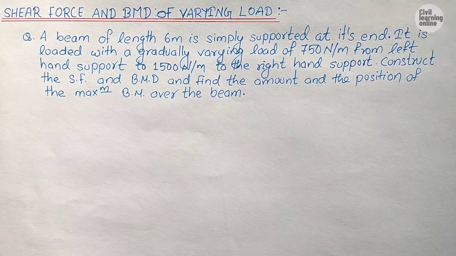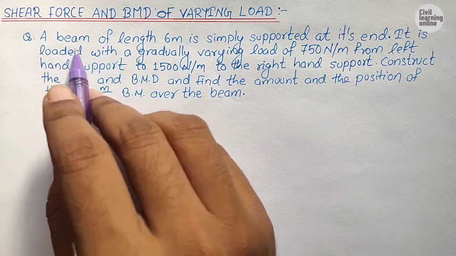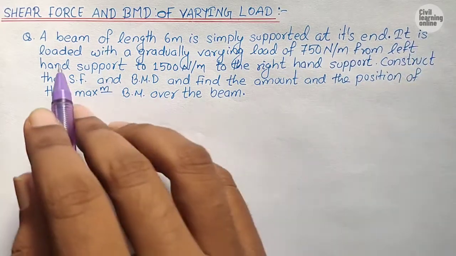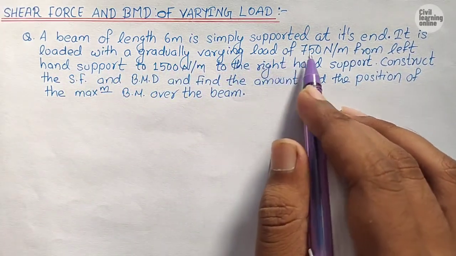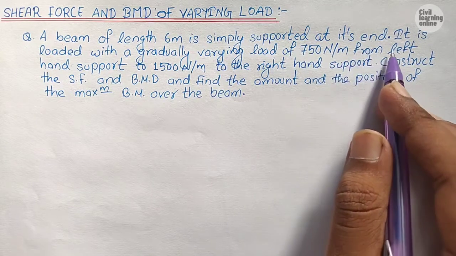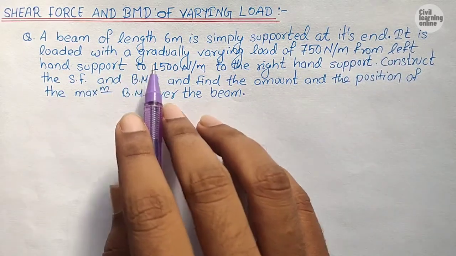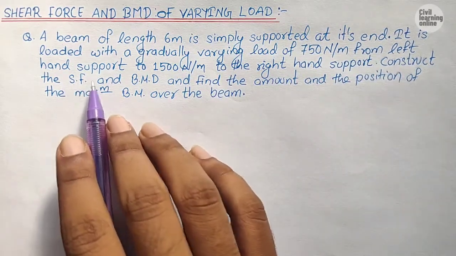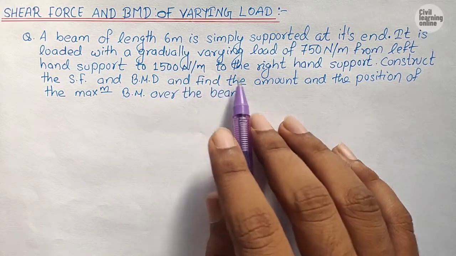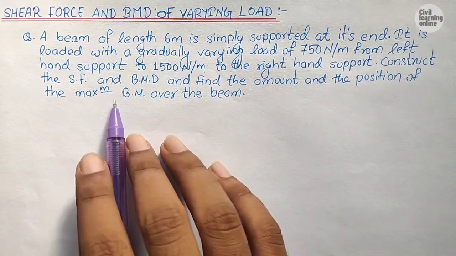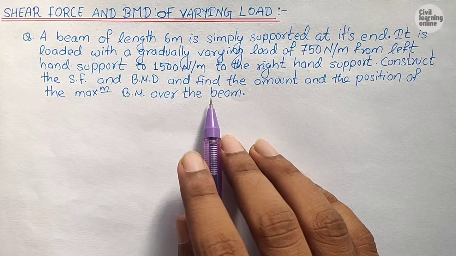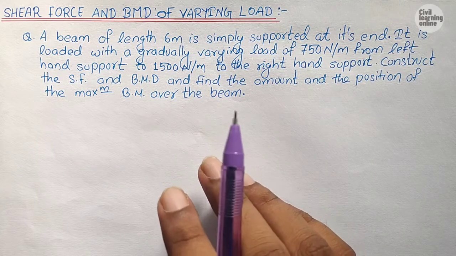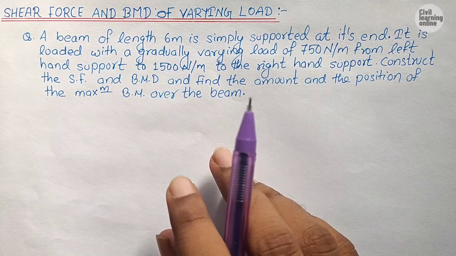So here the question is: a beam of length 6 meter is simply supported at its ends. It is loaded with a gradually varying load of 750 Newton per meter at the left hand support to 1500 Newton per meter at the right hand support. Now construct the shear force and bending moment diagram and find the amount and the position of the maximum bending moment over the beam. So that is the question. Now let us draw the given beam and solve it step by step.